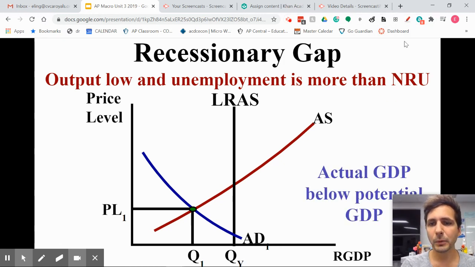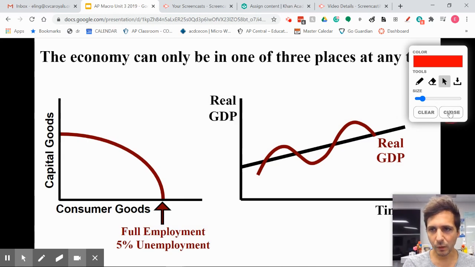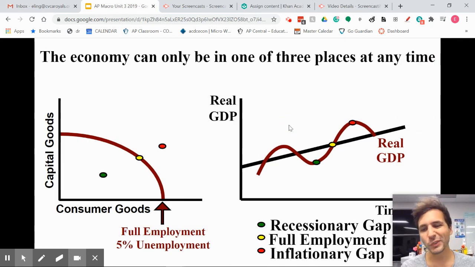In fact, you can label a recessionary gap. There you go, as the difference between our potential GDP, which is QY here, and our current GDP. That would be your RG, or your recessionary gap. Okay, so let's keep going. Where does that show up here? Remember, you have those three places you can be on the production possibility curve, on the business cycle, and in the ADAS model. Of course, we're in a recessionary gap.